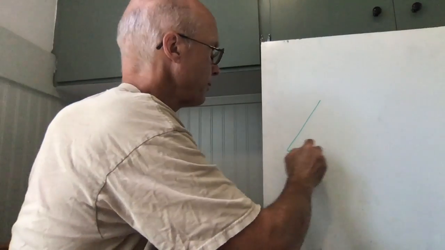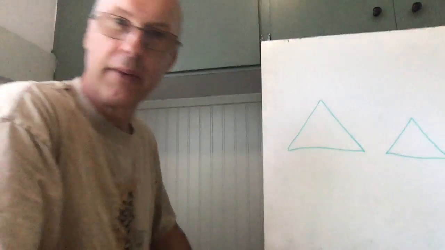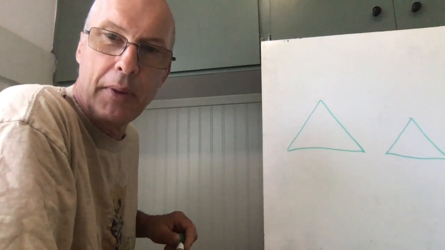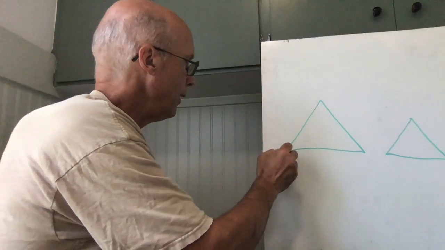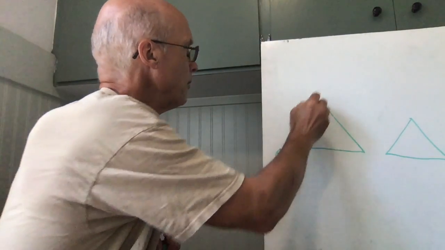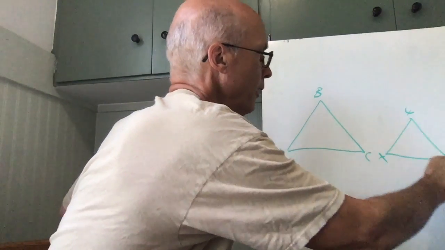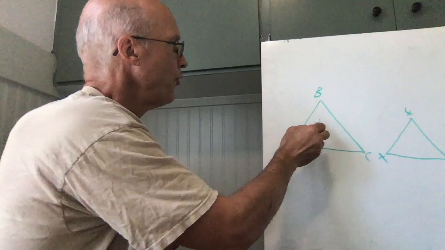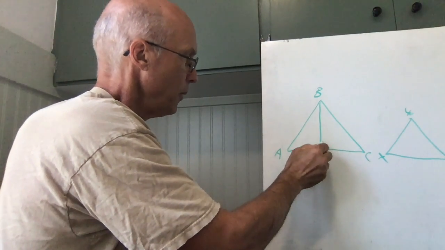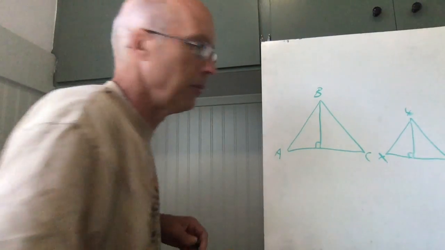But let's take 2 triangles, okay? And we'll say that these 2 triangles are similar. How's my triangle drawings? Getting better. Okay, so we're saying that these 2 are similar. A, B, C, X, Y, Z. Okay? So let's take the altitude. Remember, the altitude is what goes at 90 degrees up. Altitude, 90 degrees up.